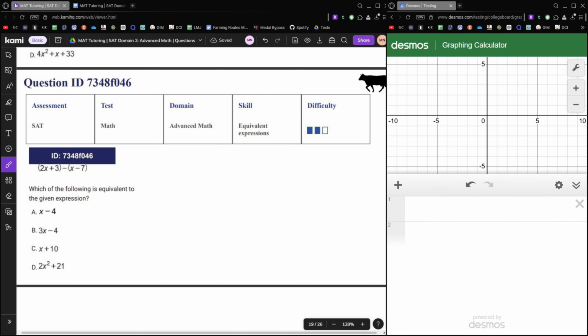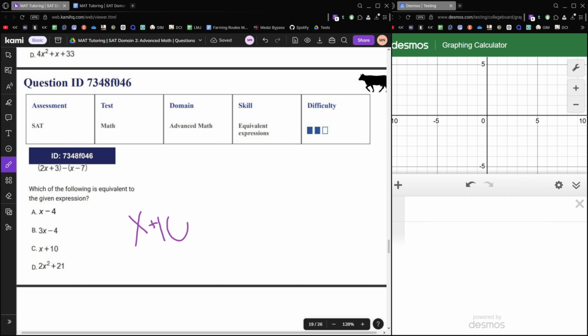Slide number 19. Once again, we're given an expression and we want to find out if it's equivalent to one of the answer choices. Guys, this one is so much easier. I mean, you can just do the math. 2x minus x, that's just 1x. And then 3 minus negative 7, that would be plus 7. So that would be 3 plus 7, which is 10. So that means our answer would just be C.